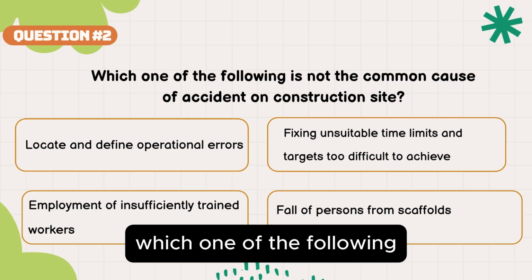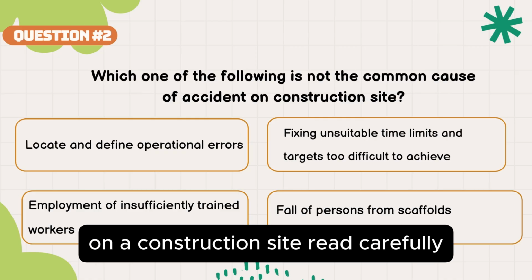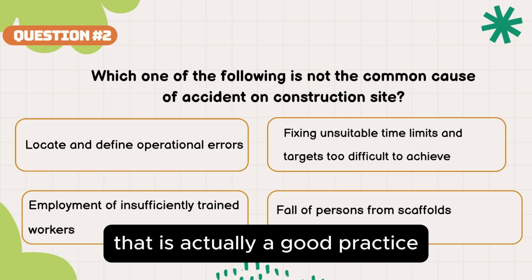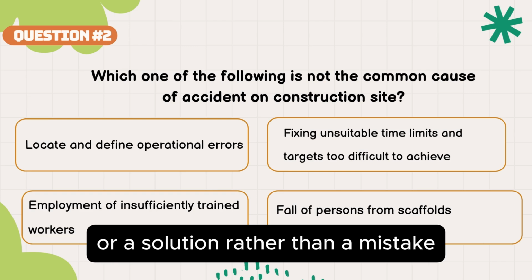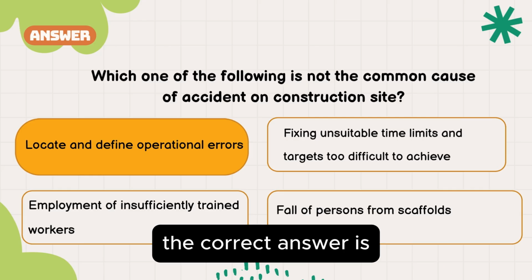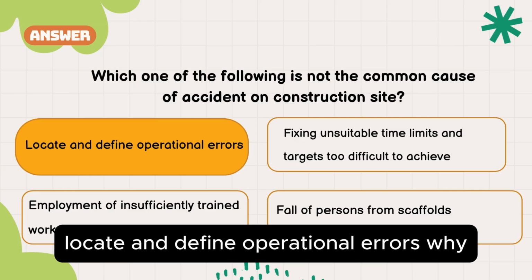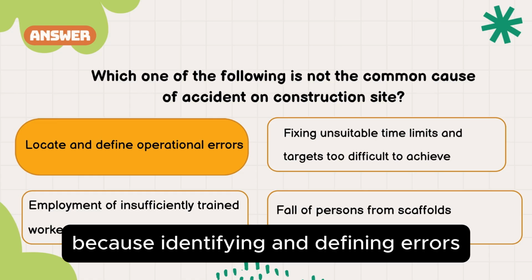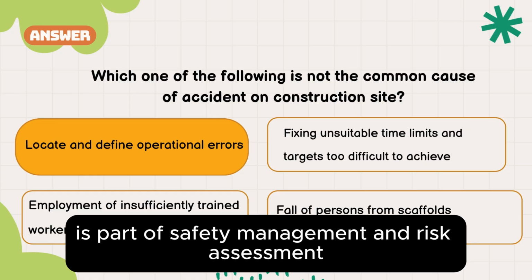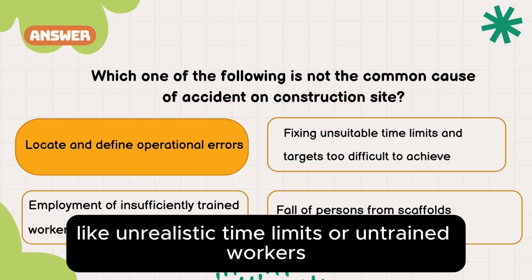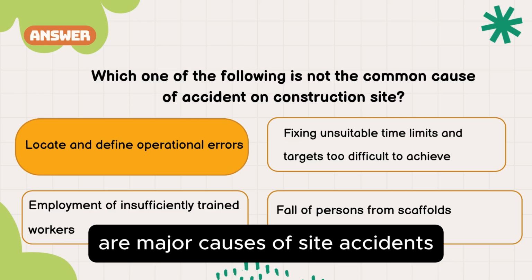Which one of the following is not a common cause of accidents on a construction site? Read carefully. We are looking for the option that is actually a good practice or a solution, rather than a mistake. The correct answer is, locate and define operational errors. Why? Because identifying and defining errors is part of safety management and risk assessment. The other options like unrealistic time limits or untrained workers are major causes of site accidents.